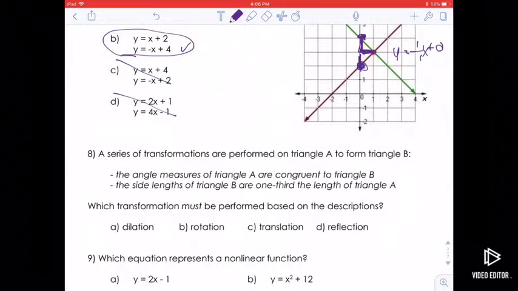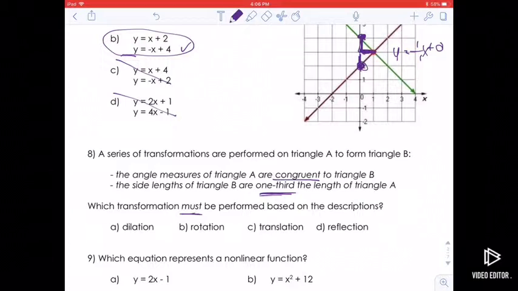A series of transformations are performed on triangle A to form triangle B. The angle measures of triangle A are congruent to triangle B, and the side lengths of triangle B are 1/3 the length of triangle A. Which transformation must be performed based on the descriptions?